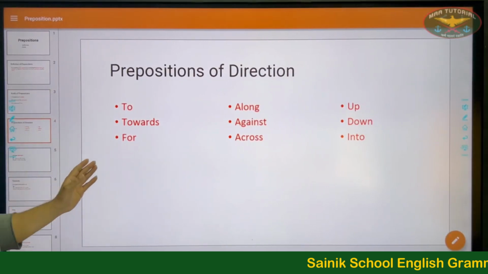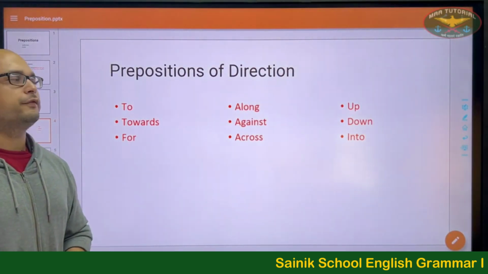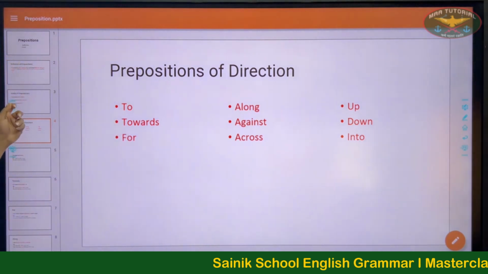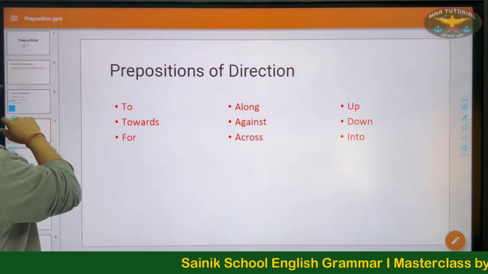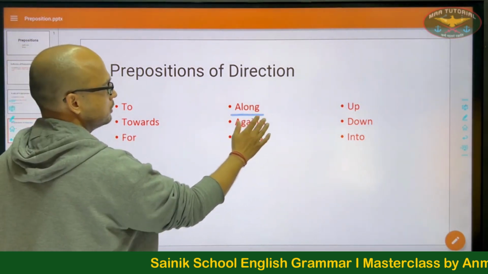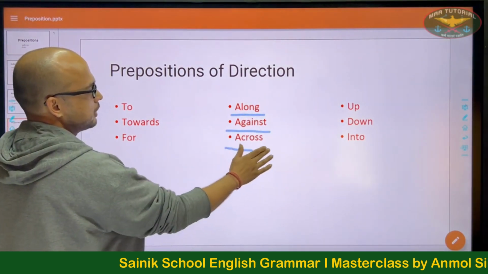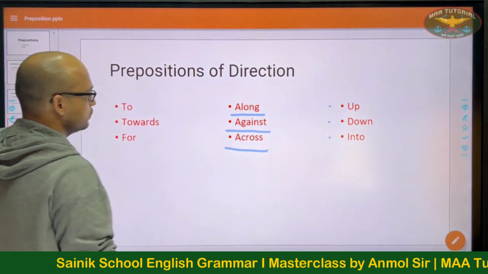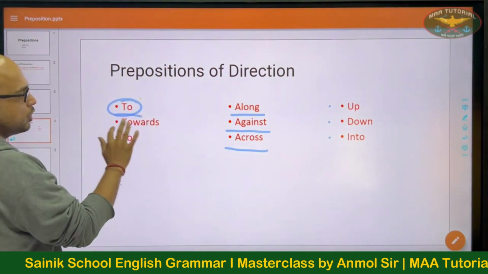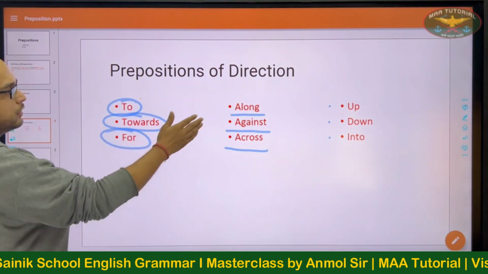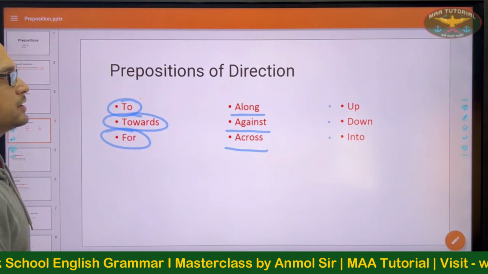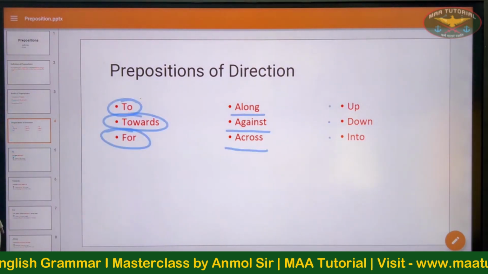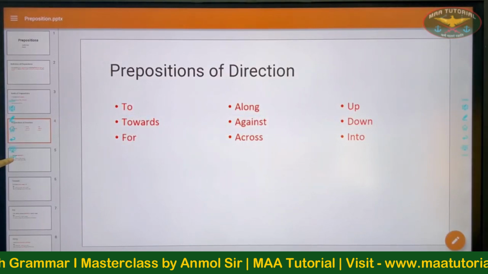Now we are going to study 9 prepositions of direction today. To, towards, for, along, against, across, up, down, into. So we've got to, towards, for, along, against, across, up, down and into. Let's look at their uses. You would be able to understand more.